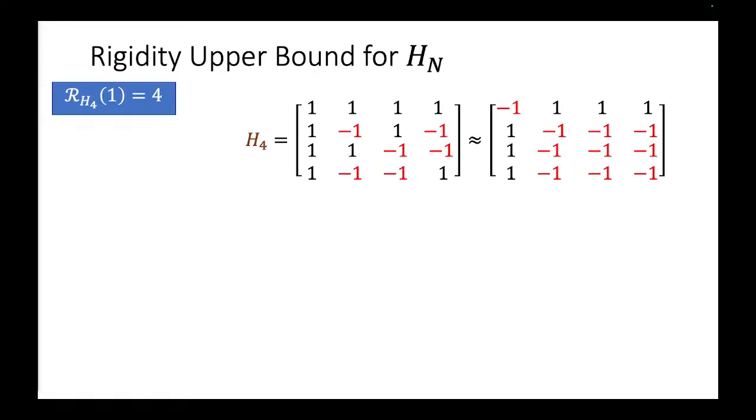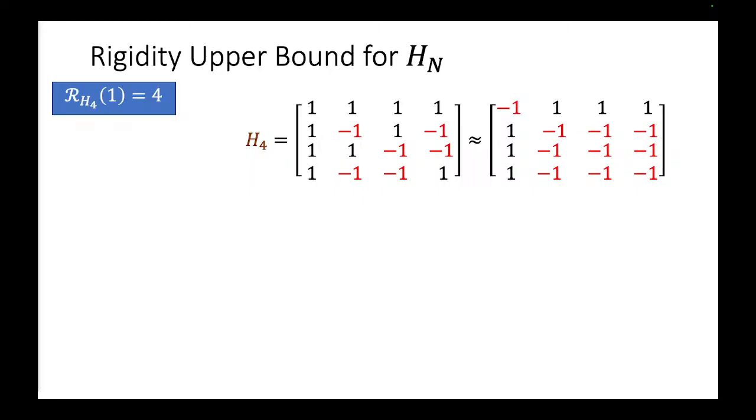All right, here's my proof. So on the left is the 4x4 Walsh-Hadamard transform. On the right is a rank 1 matrix. You can see it's rank 1 because every row below the top one is the negation of the top one. And you can check that they differ in 4 entries. So that shows the rank 1 rigidity is at most 4. In fact, it's exactly 4.